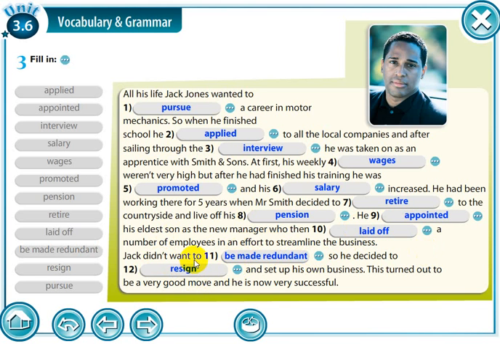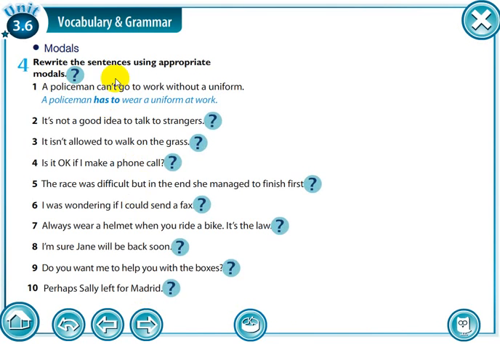Resign means to leave a job with your own decision, not because you are weak, not because you are ill, not because you are over 65. It's not because of age. No, it is your decision to resign, because you got annoyed, because you had a problem with the job, and set up his own business. So this vocabulary as well is included in our curriculum for this term. Okay, rewrite these sentences using an appropriate modal, and of course we have covered the modal verbs present, past.